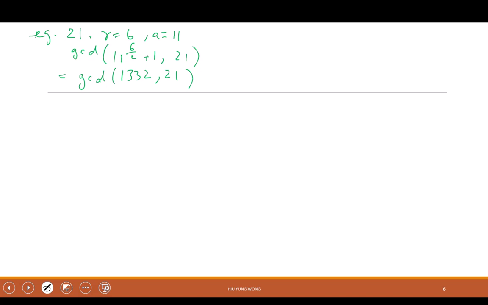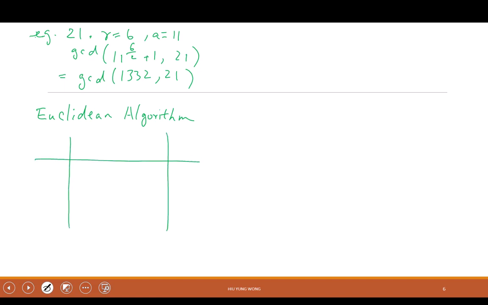Now we can use the so-called Euclidean algorithm. I learned it when I was in middle school. I don't know if you remember. You don't need to really remember, you can Google, right? But the point is this, right? You will start with writing the numbers 1,332 and 21.